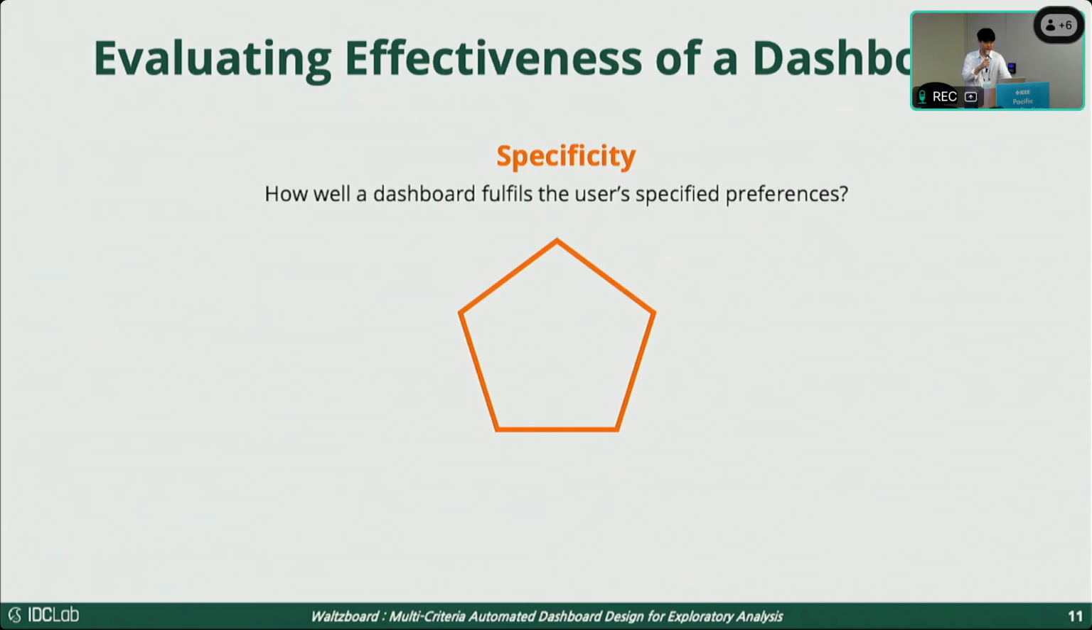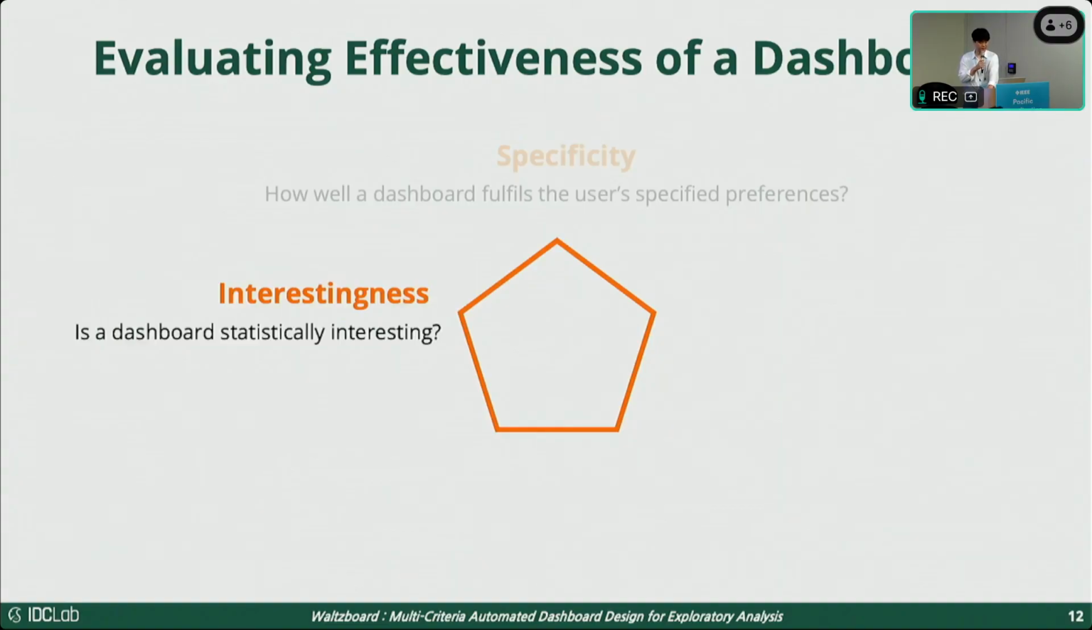The first is specificity. This asks the question, how well does a dashboard fulfill the user's specified preferences? For example, if a user explicitly specifies interest in sales or profits attributes using our intent panel, a dashboard featuring charts about these attributes would score higher on specificity.